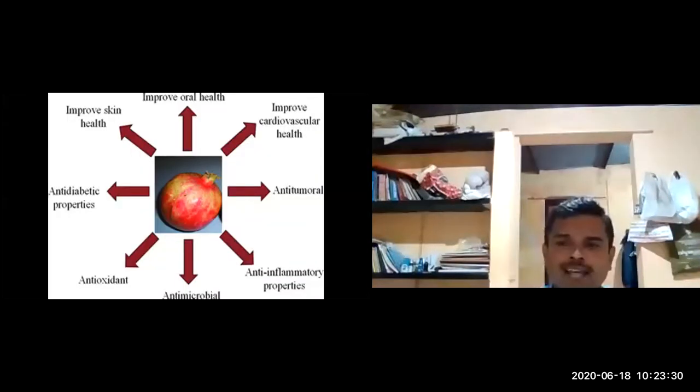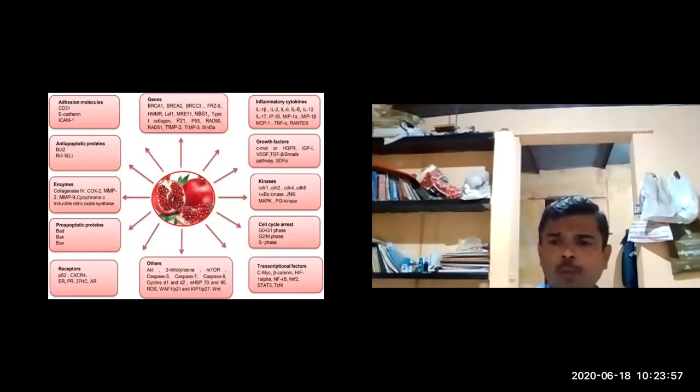Mula Twak is specifically indicated in Gandupada Krimi, like tapeworms. That is antimicrobial action, and apart from that it has antioxidant activity, which is a very important property. Antioxidants will prevent jara. Also it has anti-diabetic properties. Okay. Apart from this, there are so many active principles. What are the active principles which are present? In this picture also you can observe.